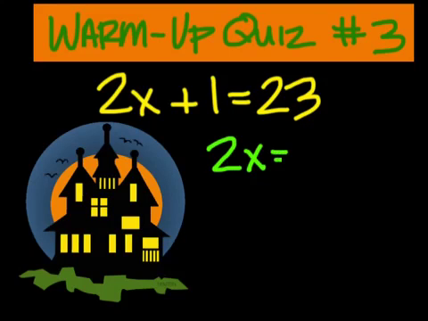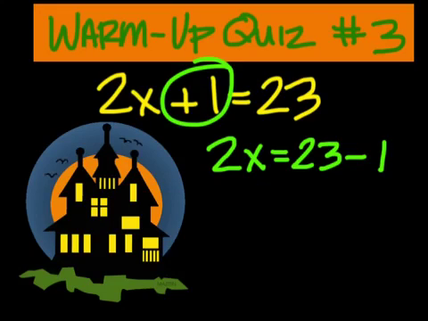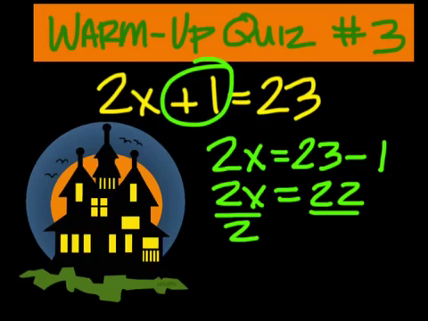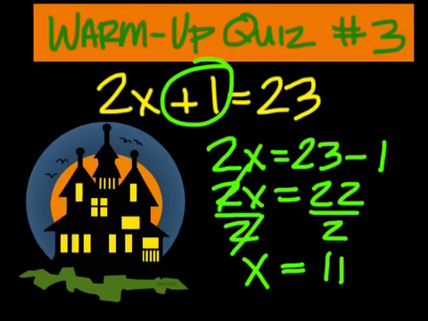You need 2x equals 23 minus 1, the opposite of this on the right side. So 2x equals 22 and divide both sides by 2. These cancel out and you're left with 11.